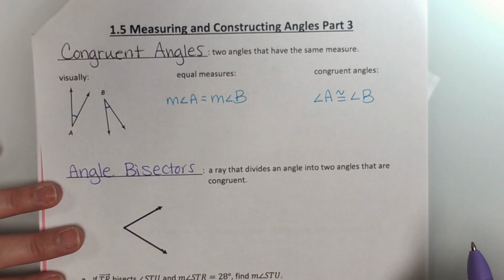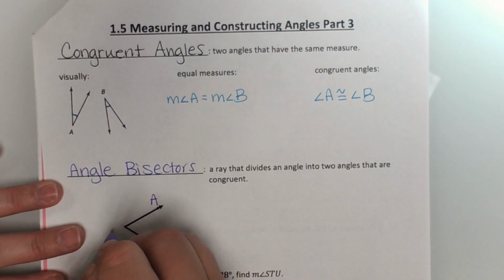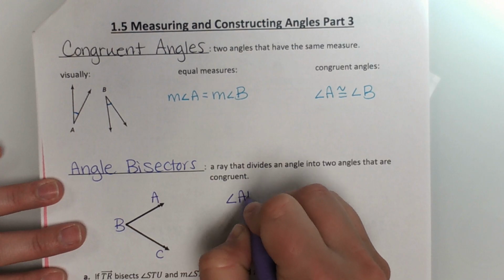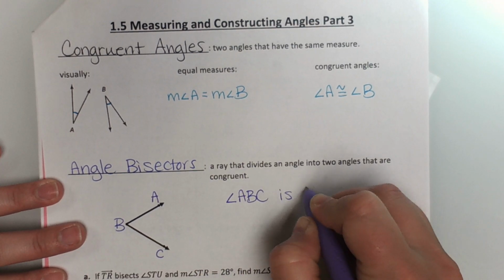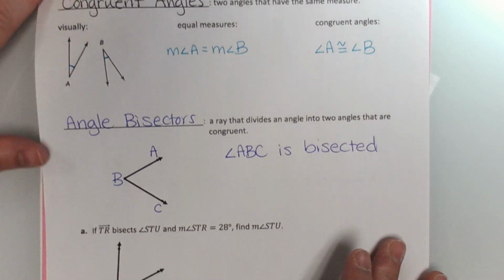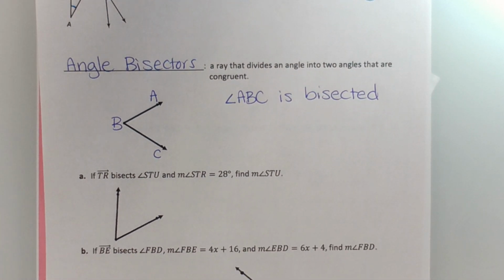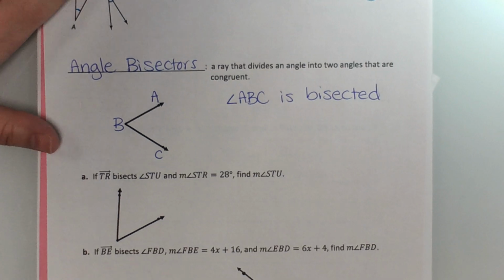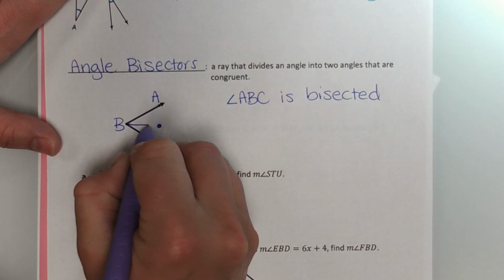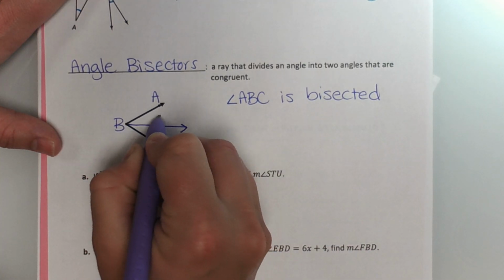So if I have this angle here, I'm going to call it angle ABC. I can say that that angle, angle ABC, is being bisected by something that divides it into two congruent parts. To divide an angle into two congruent parts, you have to have a point on the interior of the angle, smack dab in the middle of the original rays, and so it looks something like this.